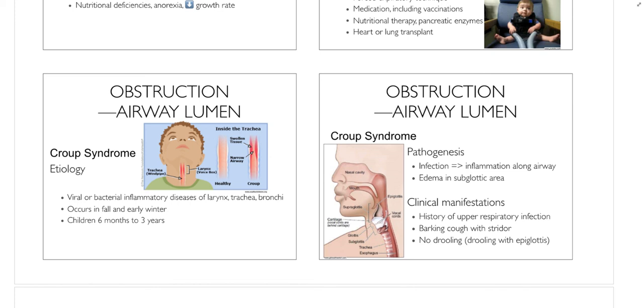Some manifestations, their history may show that they have a history of upper respiratory infections previously, which just indicates that they're more susceptible to it. This barking cough with stridor is going to be kind of a classic sign of croup syndrome. It may sound similar to a whooping cough, but it's hard to say. You have to look it up on YouTube, and they have some great videos. And then they're also going to have stridor. One thing to make sure you're aware of is that they will not have drooling the way that they will with epiglottitis. So epiglottitis, and I think that's misspelled.